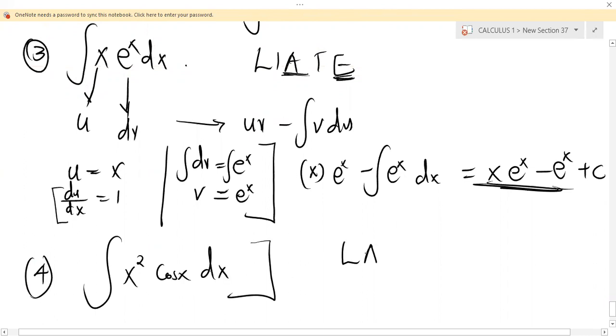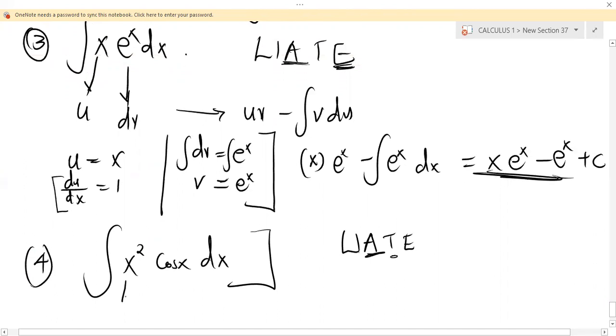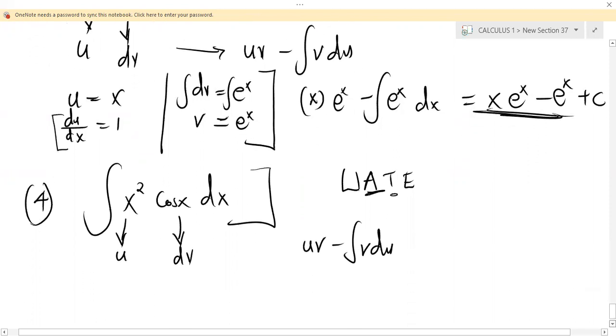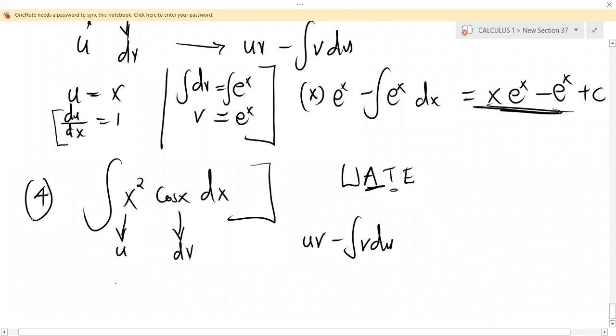Now, using LIATE, we determine which function will be our u and which one will be our dv. We have an algebraic function and a trigonometric function here. So our first function obviously is the u, and our next function is the dv. Then the formula is uv minus the integral of v du. So what do we have? We need to identify what our du is and what our v is.